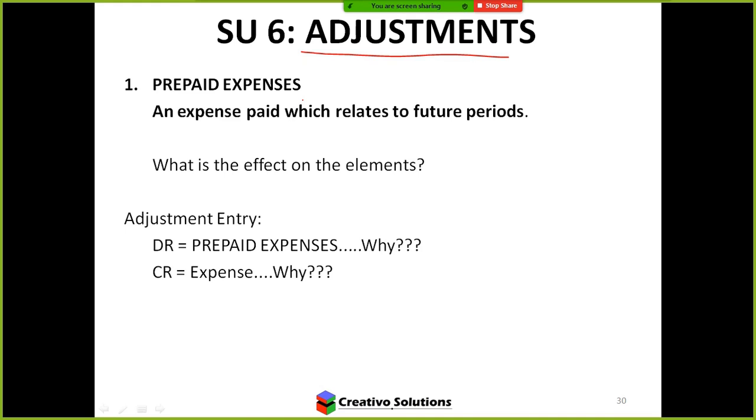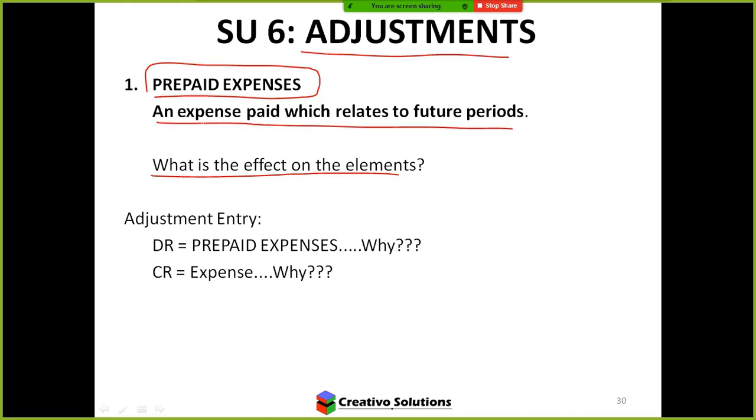There's no journals here. There's no accounting equation here because you don't need it for 1601. This you do need, and that's why you've got notes on it. So can you tell me what is the effect on my elements? In other words, when I have a prepaid expense, and the definition is here, an expense paid which relates to future periods. Yes. I debit my prepaid expenses, I credit my expense.